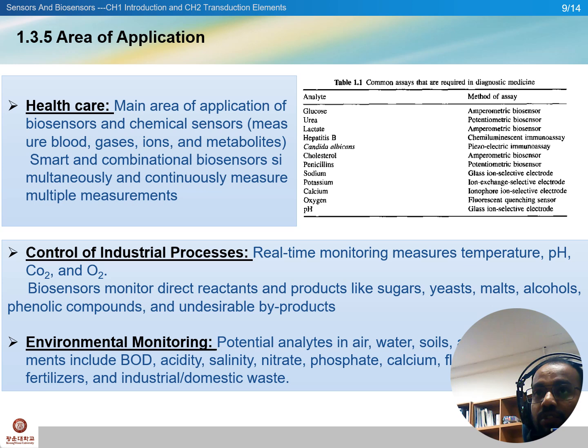In industrial processes, we can use sensors to measure temperature, pH, CO, and O2. While in environmental monitoring, there are potential analytes in the air, water, and soil, such as nitrate, phosphate, calcium in the soil, and many more.